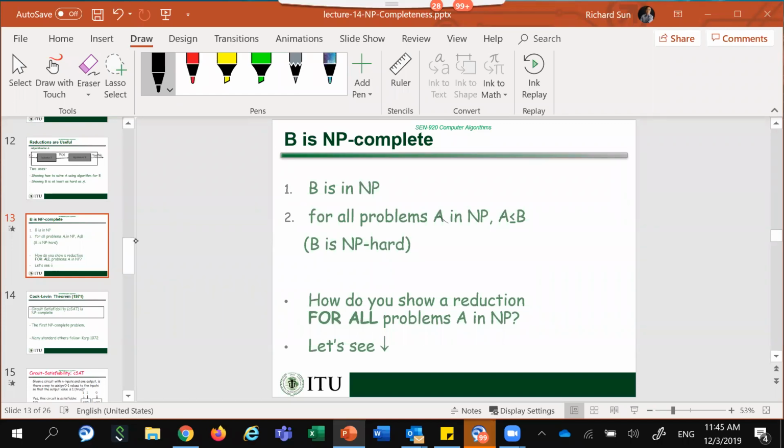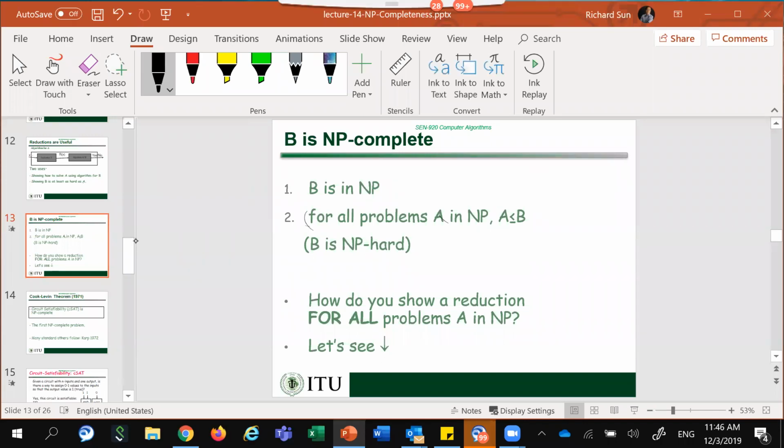If you're given a problem B and you want to prove this is an NP complete problem, meaning it's the hardest problem in NP, first of all, you need to prove that B is in NP, meaning it's polynomial time verifiable. I give you a guess of the solution, and you can verify whether that guess is correct or wrong. So that's polynomial time verifiable.